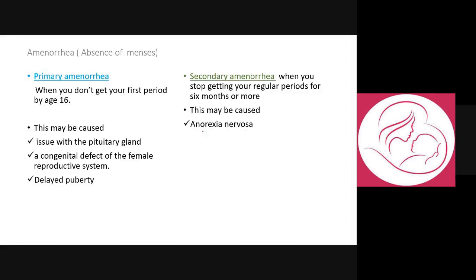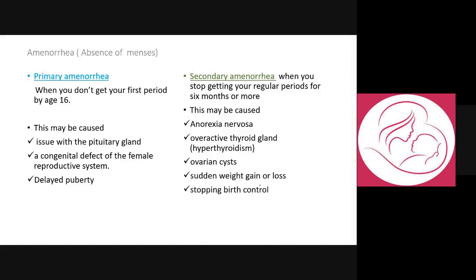Then it can be because of an overactive thyroid gland, which is what we basically call hyperthyroidism. It could also be because of an ovarian cyst that can develop in the ovaries, or there could be a sudden weight gain or loss because of a change in your endocrine system. So all these reasons could result in secondary amenorrhea. Further, if you are on contraceptive pills, then stopping the contraceptive pills can also result in stoppage of your periods for some time.